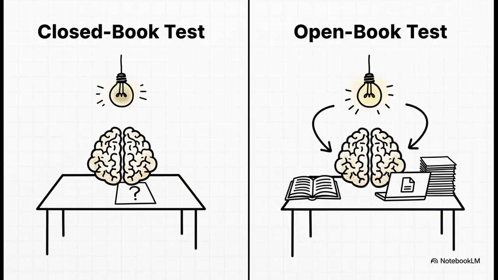And this is the simplest way to get it. A standard AI is taking a closed book test. It can only use what it memorized months or years ago. But an AI with RAG is taking an open book test. It gets to look at the textbook, check the latest news, and read any cheat sheets you give it. I mean, which one do you think is going to get the better grade?